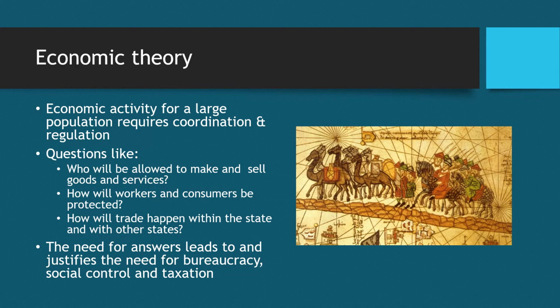How is trade going to happen within the borders of the state? Are we going to allow trade from one city to another? How are we going to coordinate that to make sure that violence and disorder don't erupt from competing cities trying to sell different things? And how will trade happen with other states as well?